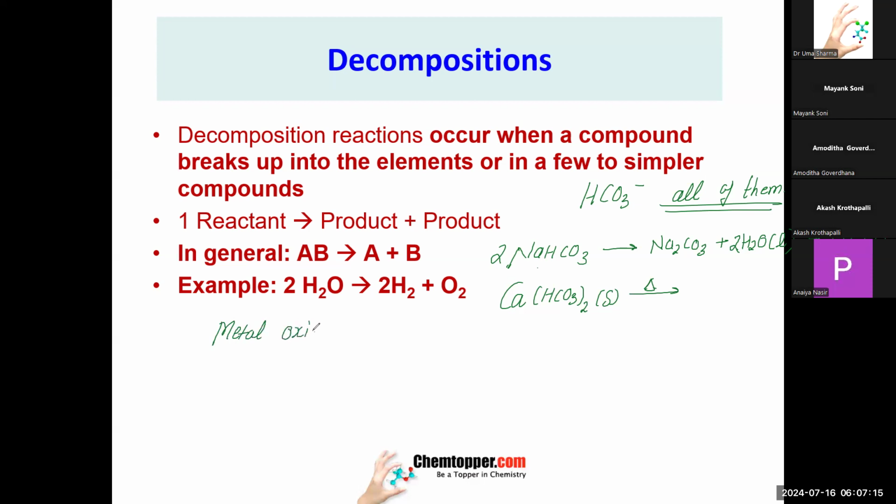Because you know that carbonates also undergo decomposition. So make this product: metal oxide, water, and CO2 gas. Sorry, CO2 is also there. With the hydrogen carbonate, on decomposition, they give us this product. Can you make it now? Metal oxide, water, and CO2. Because all carbonates can further undergo decomposition to give us metal oxide and CO2.